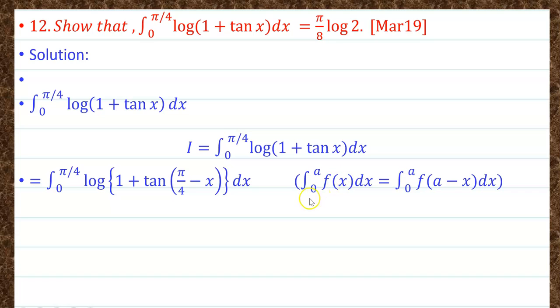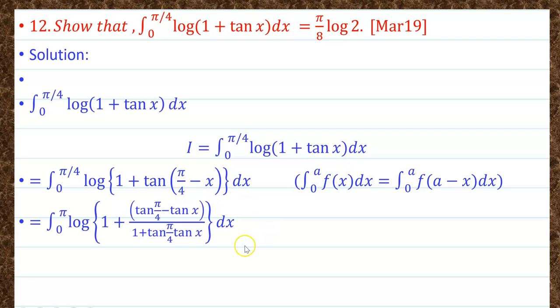What is that property? Integral 0 to a f of x dx is equal to integral 0 to a f of a minus x dx. We replaced x by pi by 4 minus x. Here we use the formula for tan of a minus b: tan a minus tan b upon 1 plus tan a into tan b. But what is the tan of pi by 4? It is 1. Okay, integral 0 to pi by 4 log of 1 plus (1 minus tan x upon 1 plus tan x).